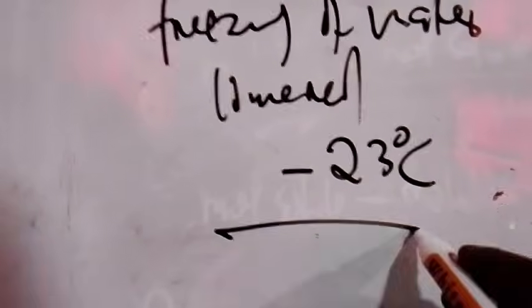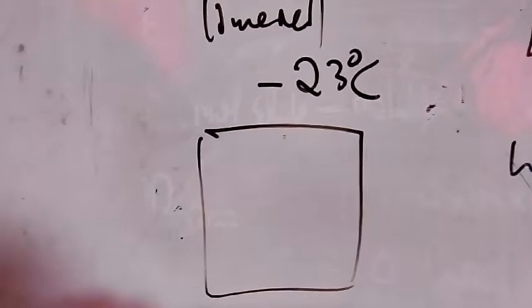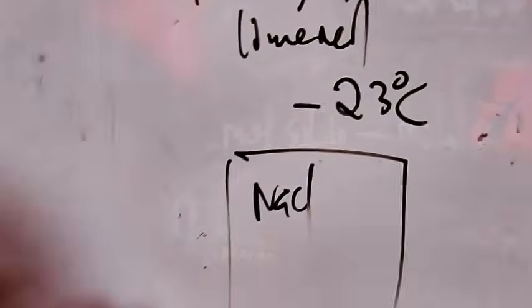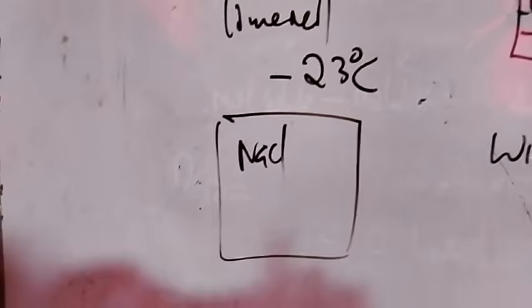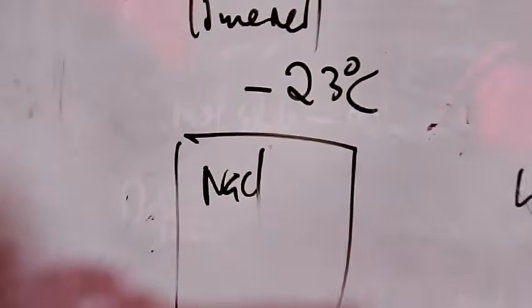Okay, so you can see sometimes when ice forms on the tarmacs, sodium chloride is added. Once the sodium chloride is added, the ice will start melting. It means the freezing point will now be lowered. So that is how it works.